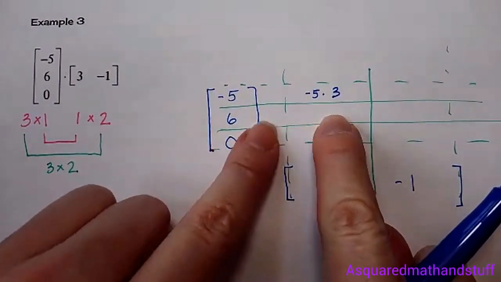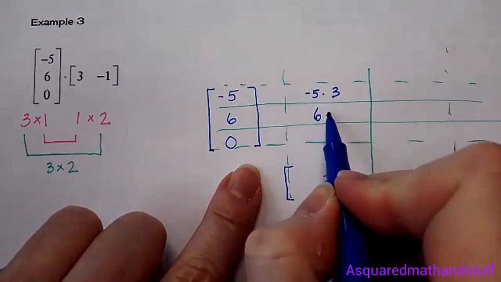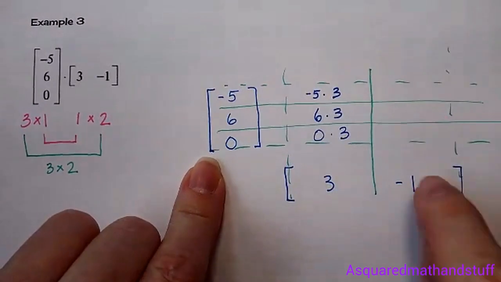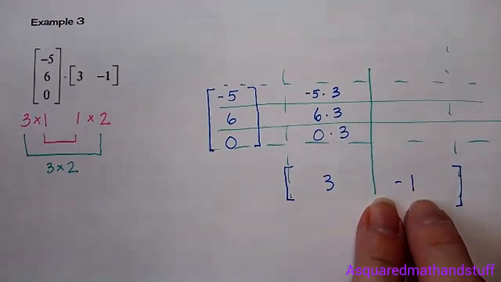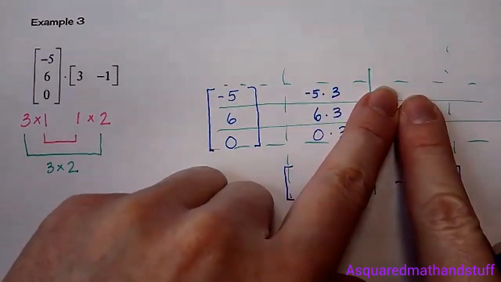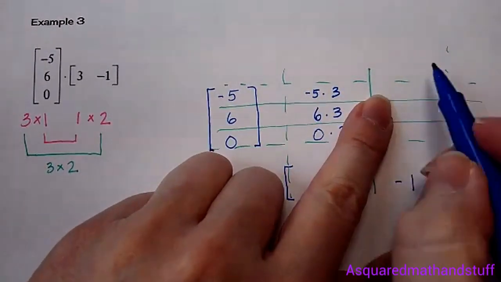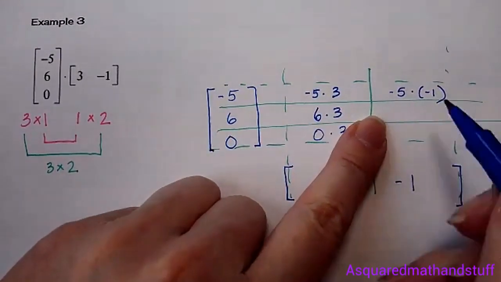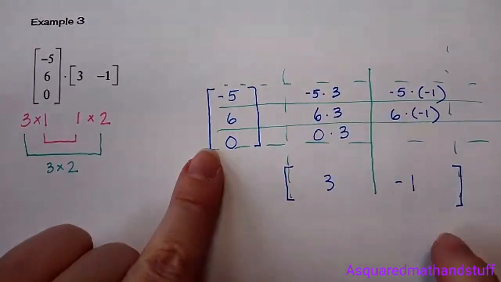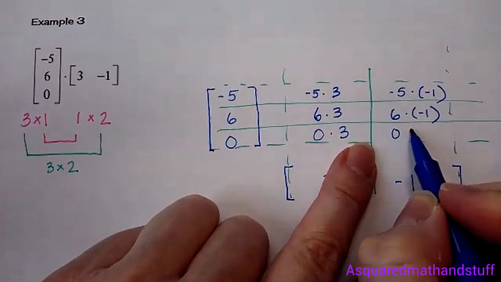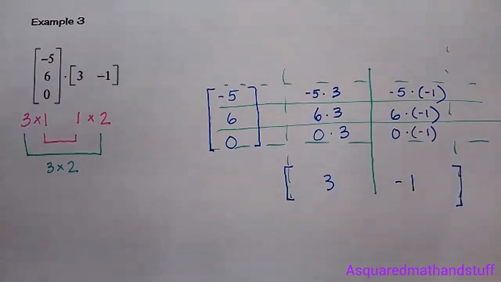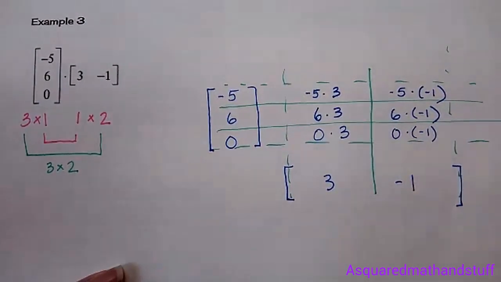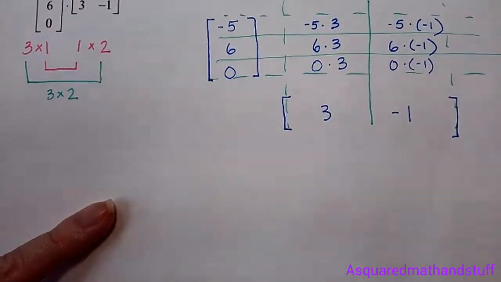Then in this box here, I will have my 6 times my 3, and then 0 times 3. Moving over to column 2 of matrix B, the intersection point is a -1 and -5. So I'll put -5 first, times the -1. We have 6 times -1. And then finally, 0 times -1. And then I will perform those operations. If I had more than one number in here, I would be adding that together, but we don't. So let's go ahead and just write that out.